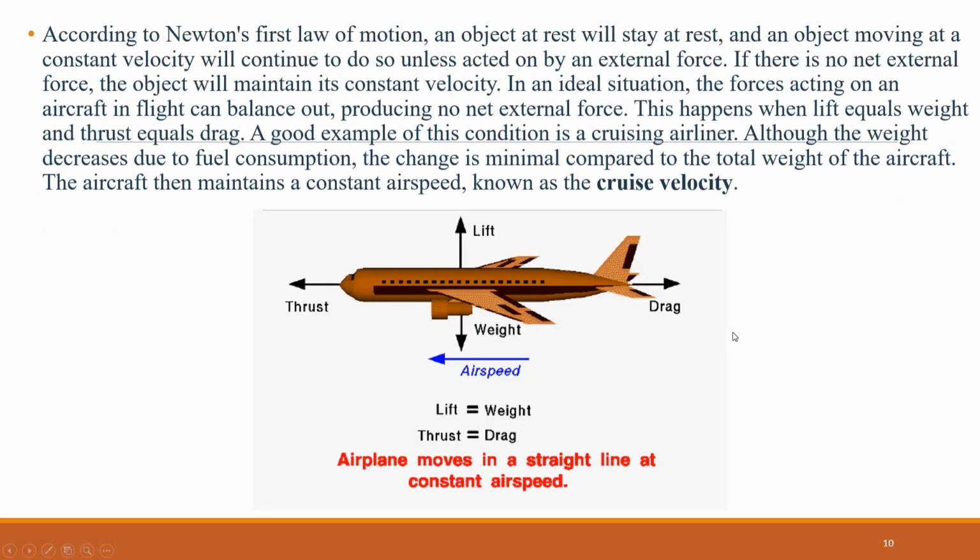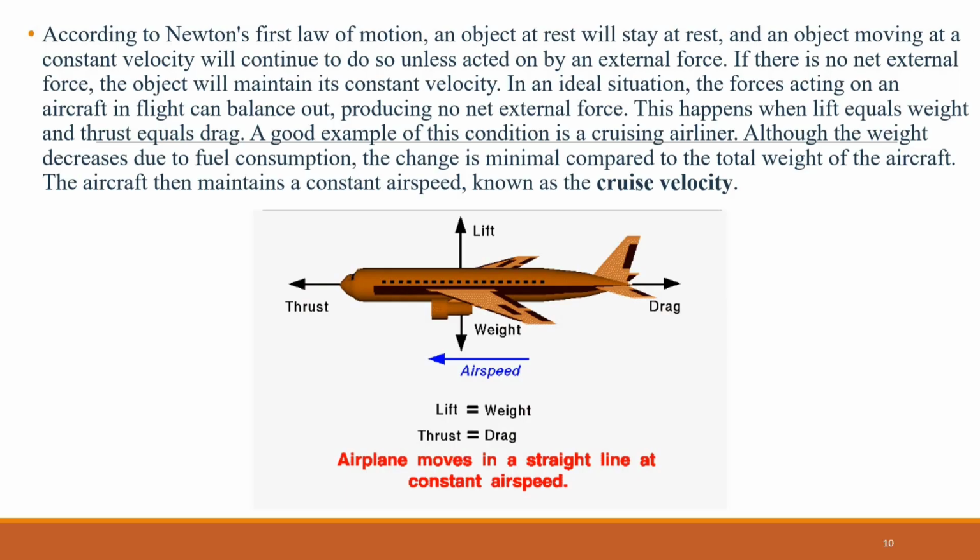The motion of the airplane through the air depends on the relative strength and direction of the forces shown above. According to Newton's first law of motion, an object at rest will stay at rest, and an object moving at a constant velocity will continue to do so unless acted on by an external force. If there is no net external force, the object will maintain its constant velocity.